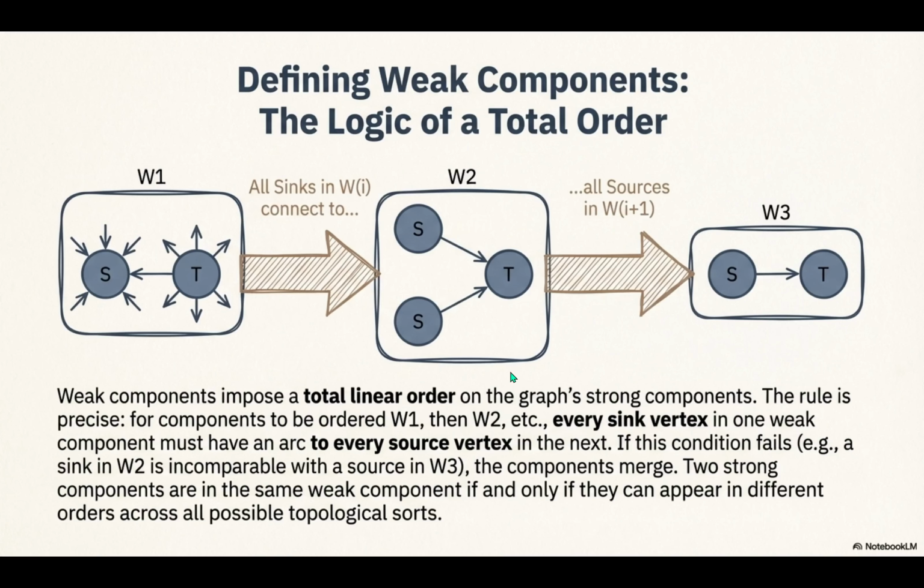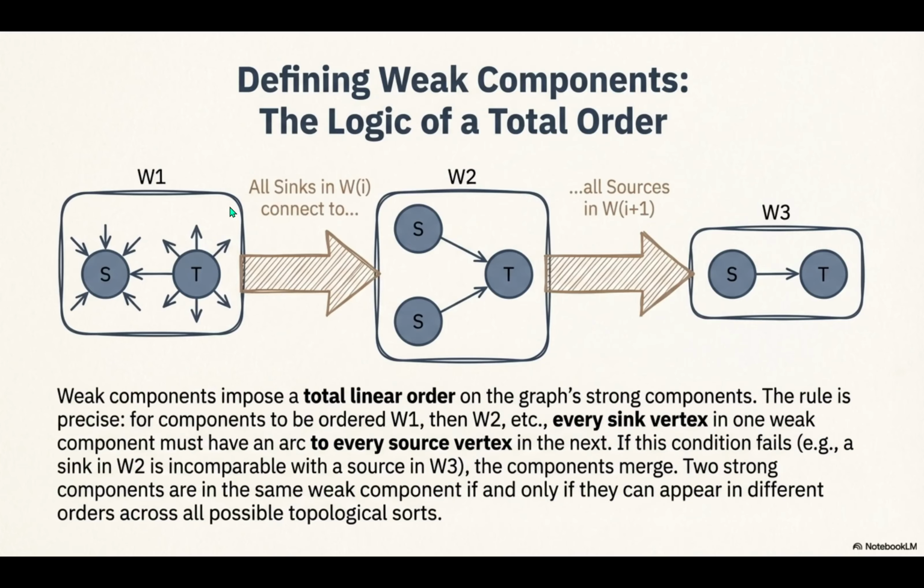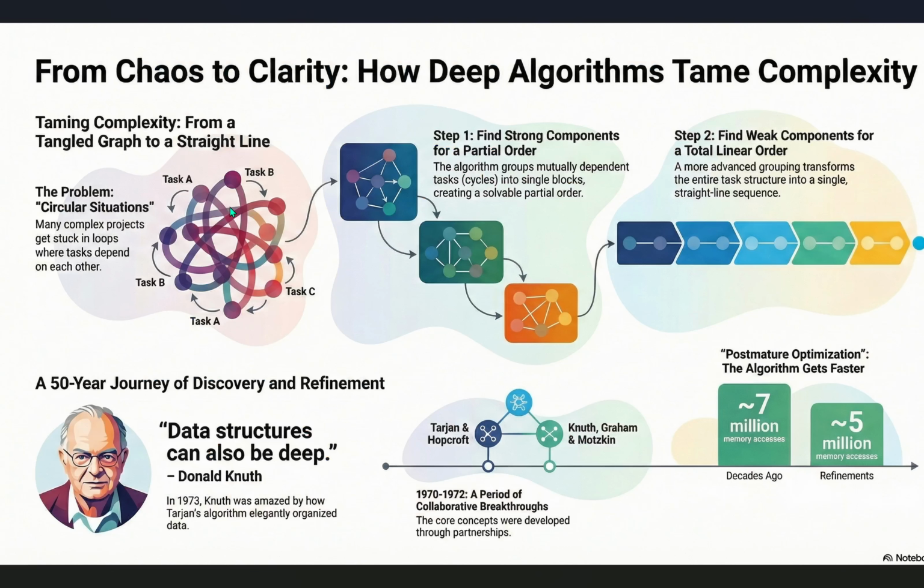Exactly. So let's go back to the job site. W1 is our rough-in systems block, and let's say it has 3 final finishing tasks. Those are the sinks. Okay. And W2 is insulation and drywall, and it has 5 starting tasks. Those are the sources. So 3 sinks in the first block, 5 sources in the next. To have a strict, clean handoff, you must have 15 dependency arcs, 3 times 5. Every single one of those sinks has to connect to every single one of those sources.